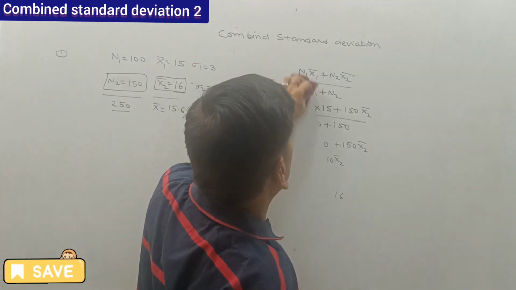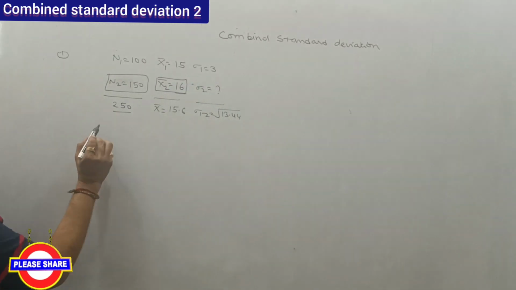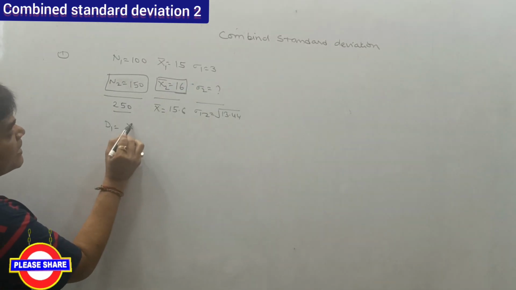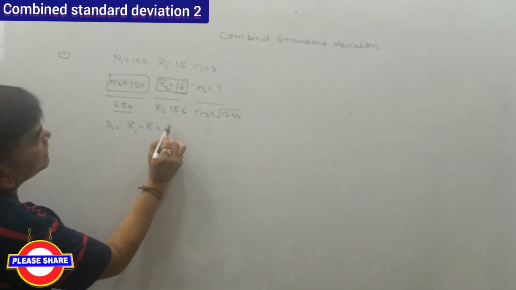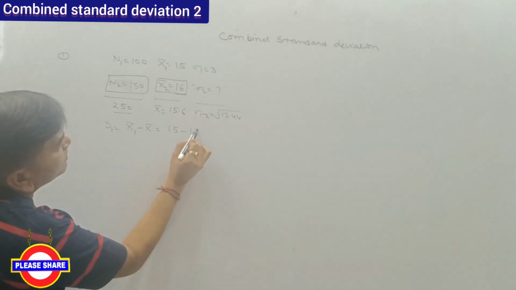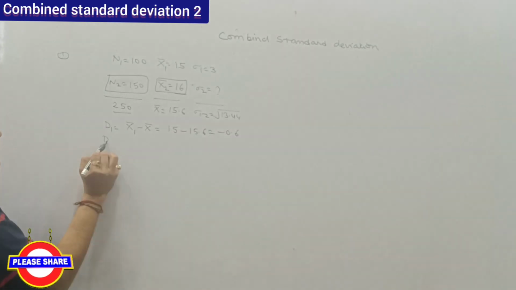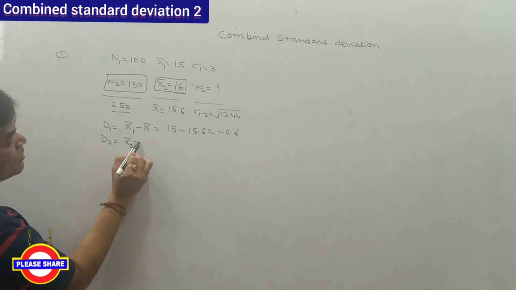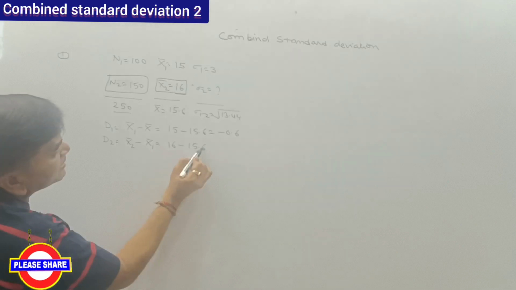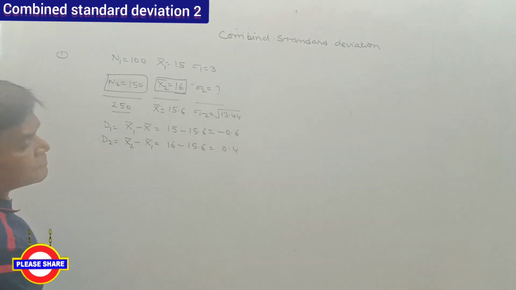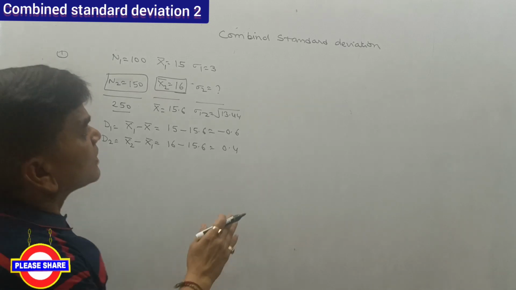For that, first we will calculate the values of D1 and D2. The value of D1 is X bar 1 minus the combined arithmetic mean, that is 15 minus 15.6, which is minus 0.6. The value of D2 is X bar 2 minus the combined arithmetic mean, that is 16 minus 15.6, which is 0.4. We have calculated the values of D1 and D2.